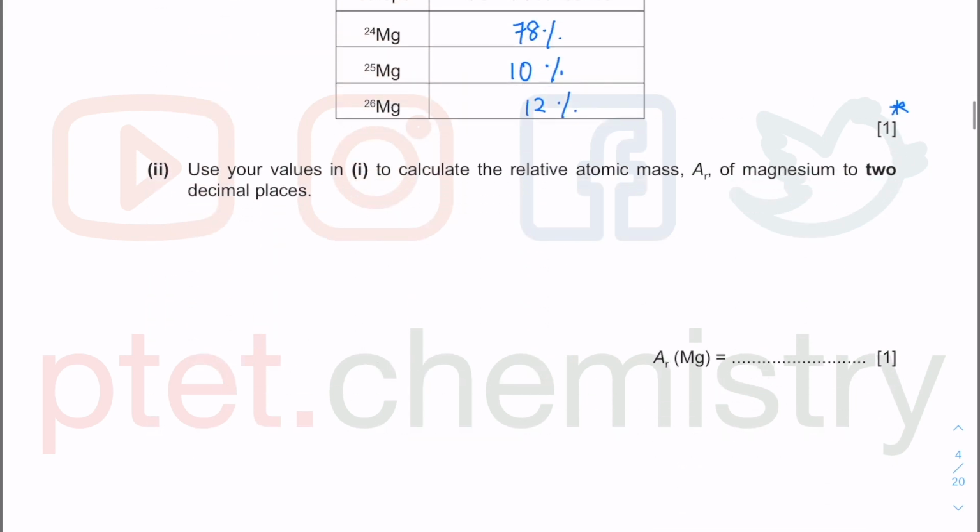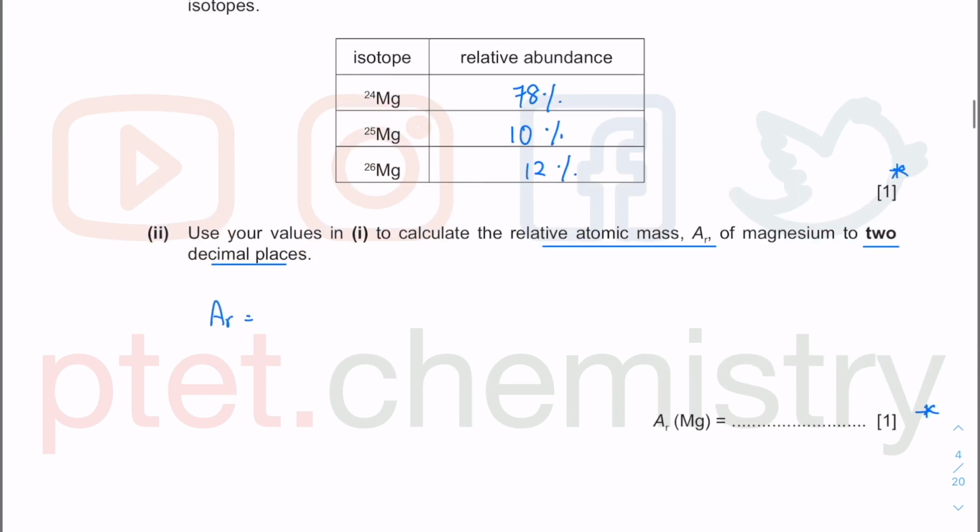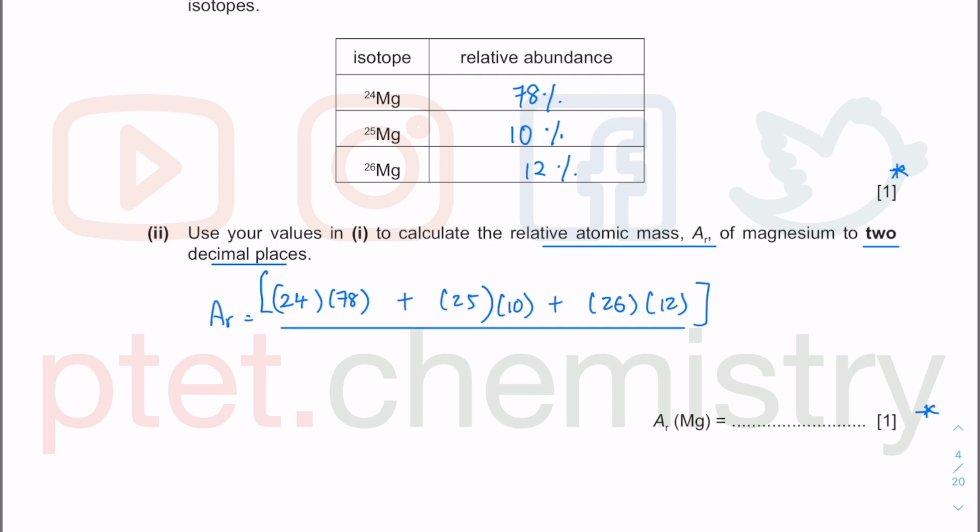Now use your values to calculate relative atomic mass given to 2 decimal places, and they are very stingy in A2 because they expect you to be able to do these kinds of calculations already. The mass number multiplied by the percentage, so 24 multiplied by 78%, and then you add up the other multiplications of mass number and percentage, with that whole thing in a big bracket. Make sure you use brackets to be careful. Divide that by 100%. What you will get is 24 times 78 plus 25 times 10 plus 26 times 12. You get 2434. And you divide that by 100%.